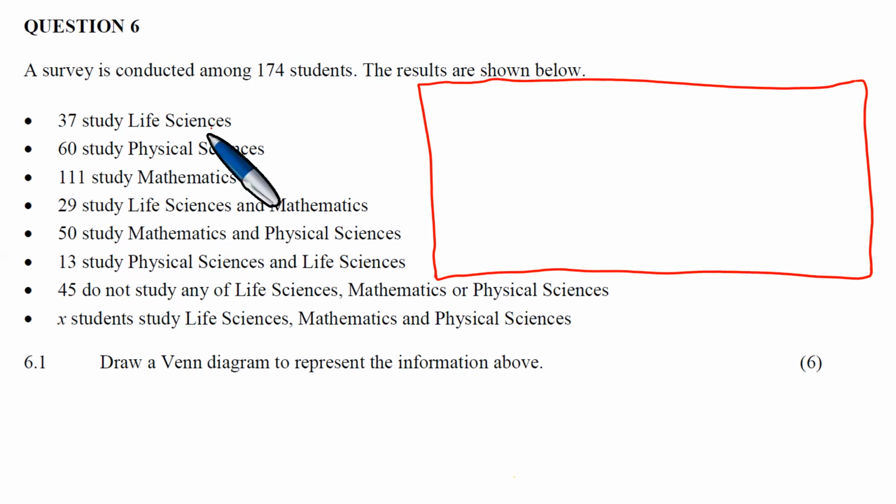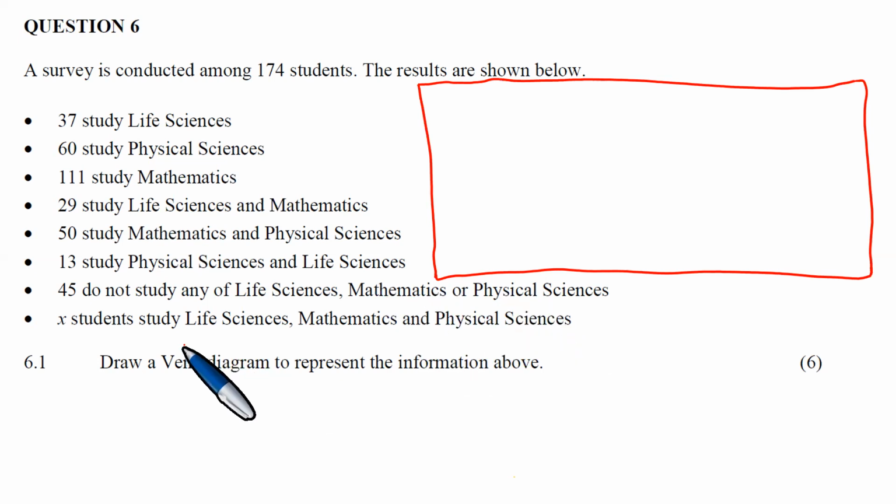So we understand that we have those who study life sciences, physical sciences, and math. And a combination of somebody doing math and physical sciences, or life sciences and math, or another student maybe can do, like, 45, do not study any of this. So 45 students do not do life sciences, they don't do math, they don't do physical sciences.